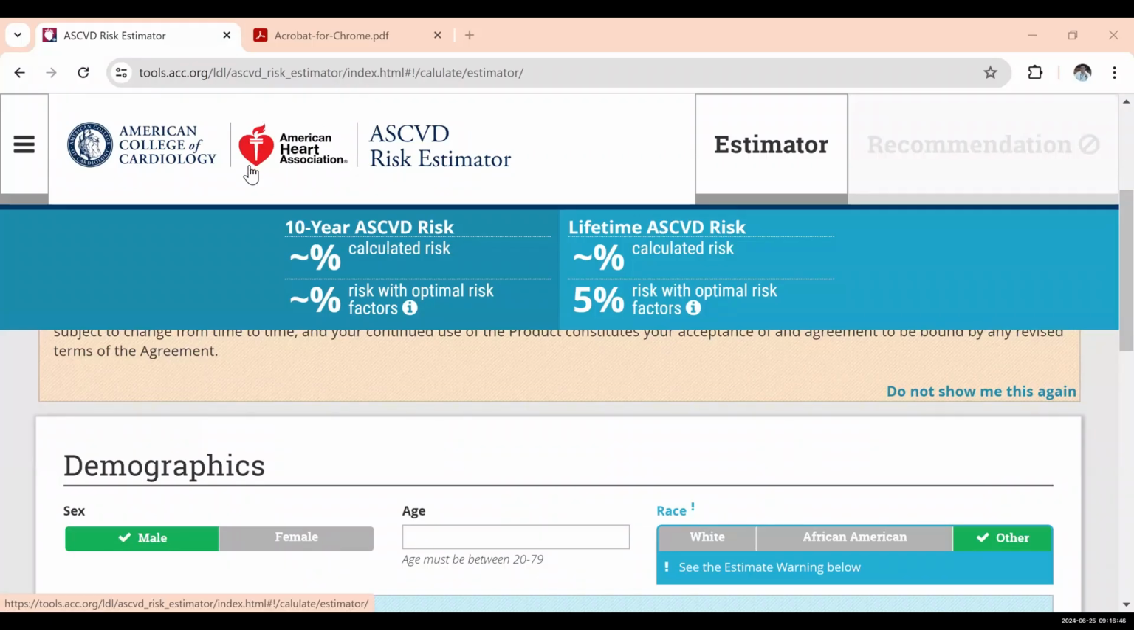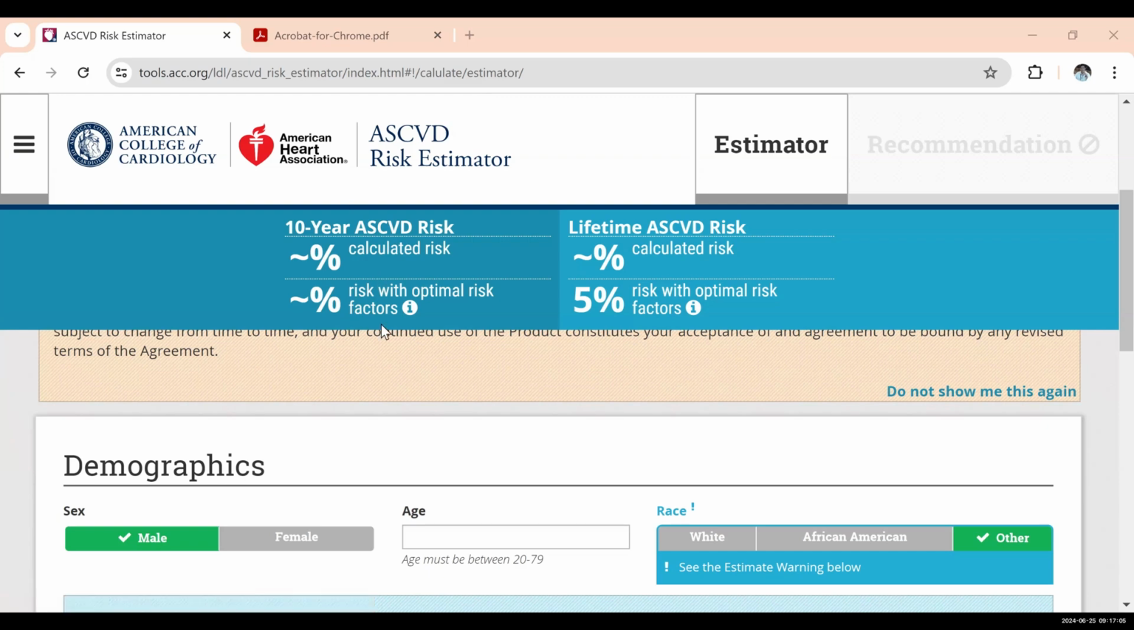Thank you, Gautam. So first, I would like to ask if anybody is aware of the ACVD risk estimator. Gautam, what do you think? Are you aware of this ACVD risk estimator? I think during medicine training, most of us would have utilized it. Yes, sir. Yes, sir.